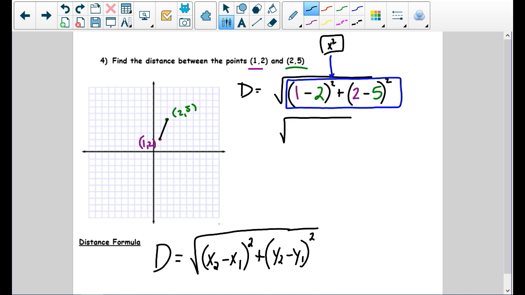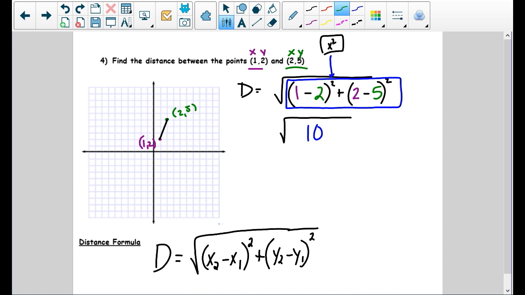And we're going to get one number. So hopefully everybody got a 10. Okay? Hopefully you got a 10. Alright, so we get square root of 10. Okay? And your last step is the square root.